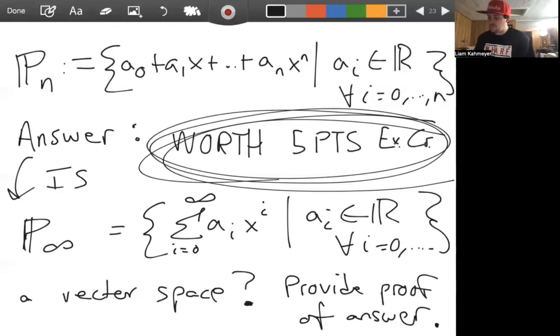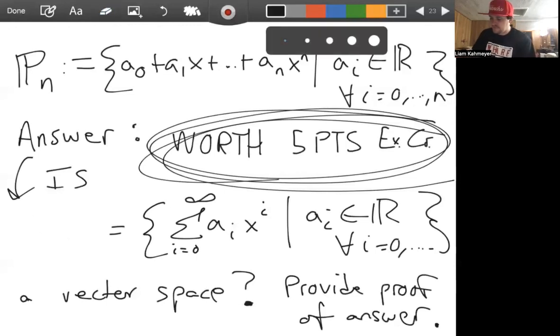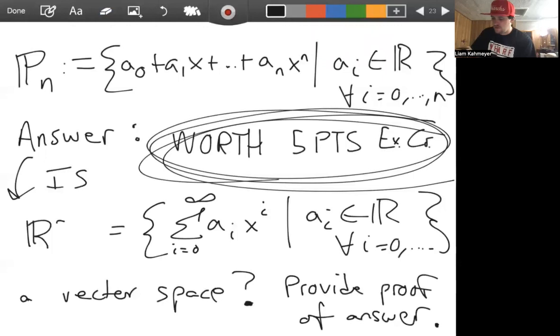I do want to say we don't really write this as P infinity. How you would see this written is we say R adjoin X. You'd see it like that. So I think that would be an awesome thing to prove, and I think it would really help your understanding of being able to determine what is and what isn't a vector space.